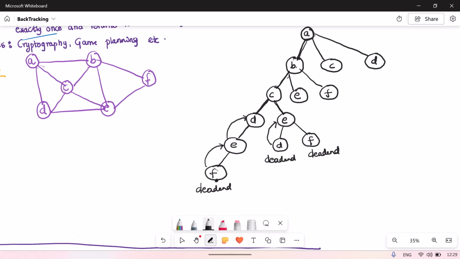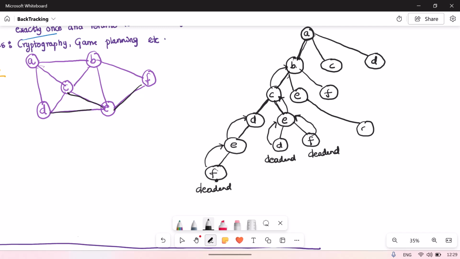Okay, so again, backtrack, backtrack, backtrack, come back to the alternative solutions to E. From E, again, the paths are C, D, and F. All three are not visited, right?